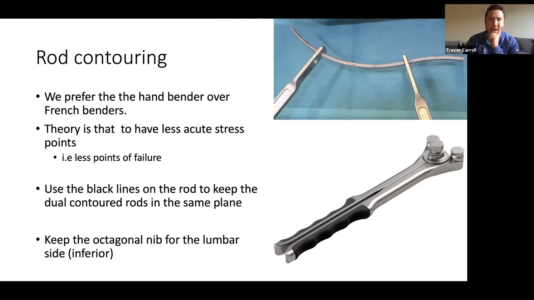And then you just want to be mindful of those black lines that we have on the rods to keep them oriented. And when you're cutting the rods, we keep that little nib on the inferior side, or the lumbar side. That's how we put them in.